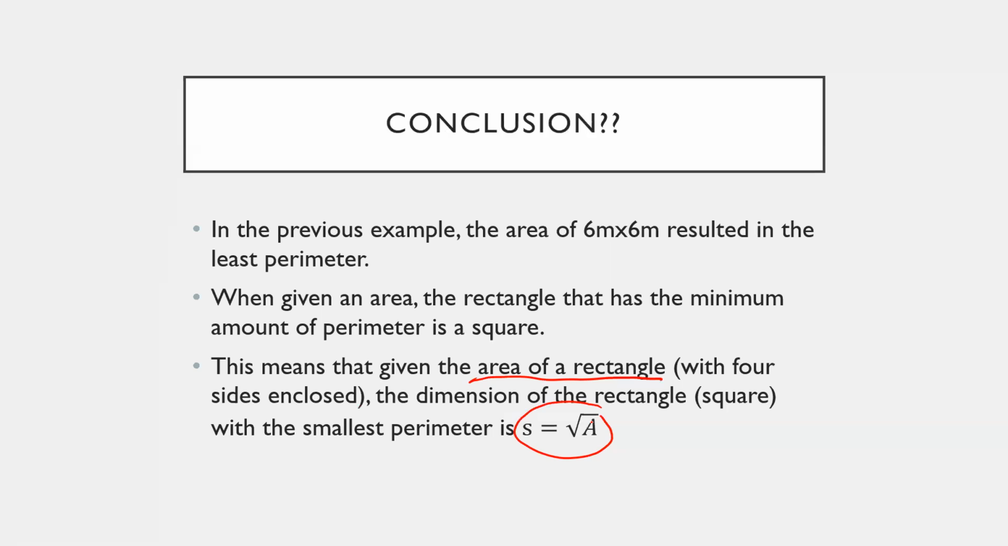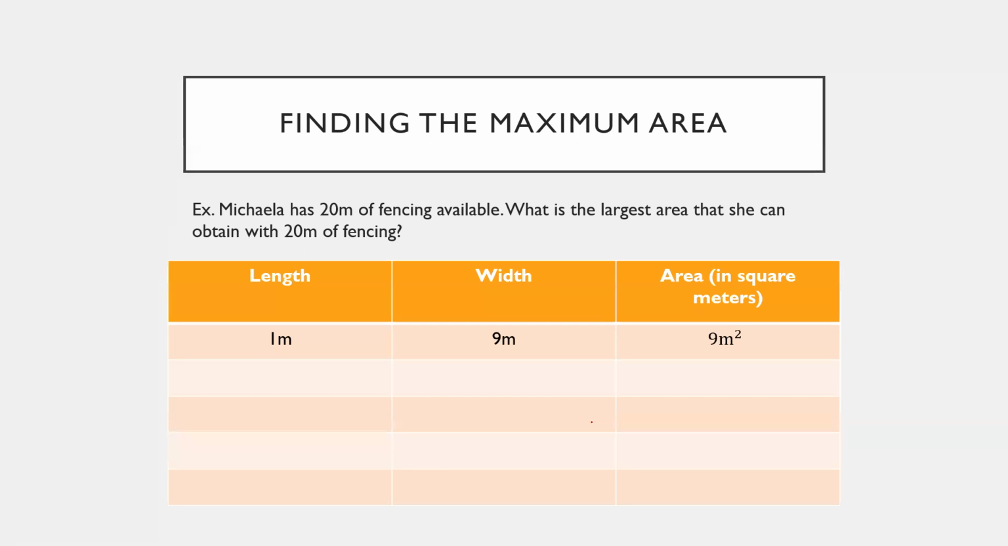And that gives you the dimension. You still have to figure out the perimeter, but that's pretty easy. All you have to do is really just add that side length 4 times, because all 4 sides are equal. What if you want to find the maximum area?